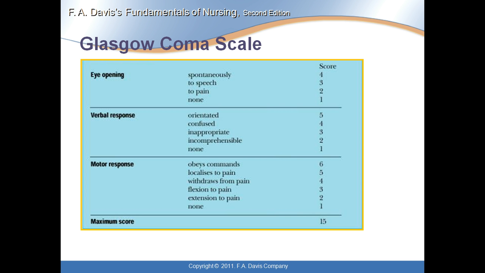Again, here's the scale itself. You've got eye opening spontaneously, which is basically calling their name or asking them to open their eyes. If they don't do it based on just you walking in the room, then if they respond to you based on you talking to them, you give them a 3. If they respond to just pain, you give them a 2. And if they don't respond at all, then you give them a 1.